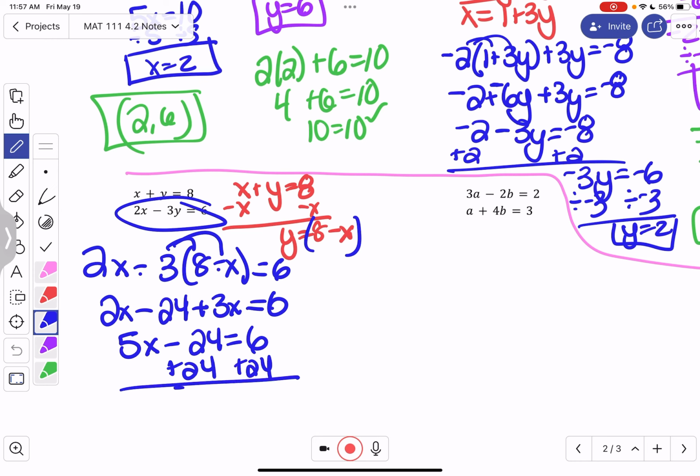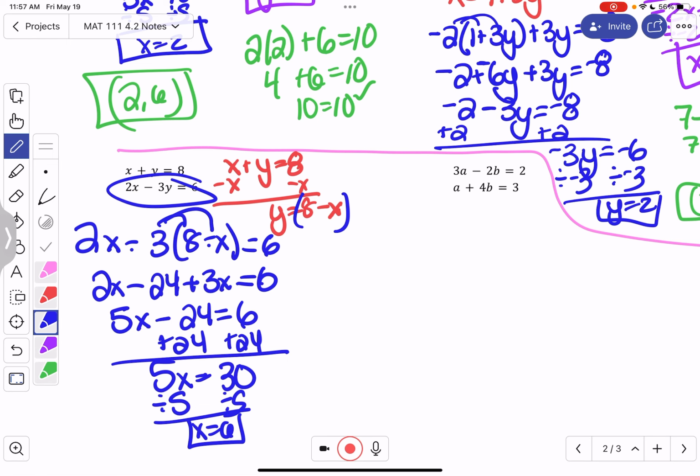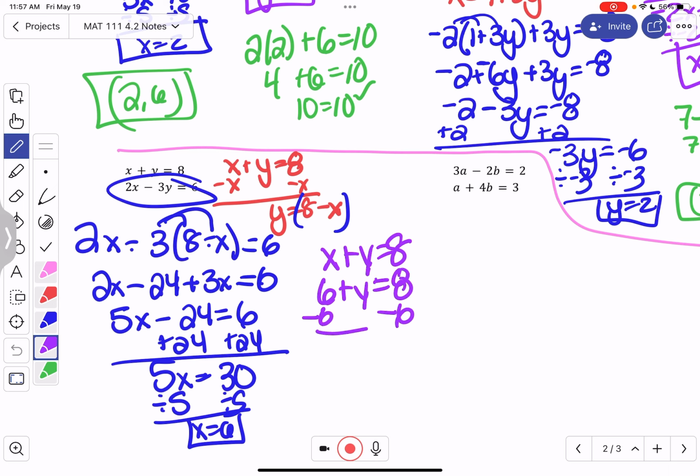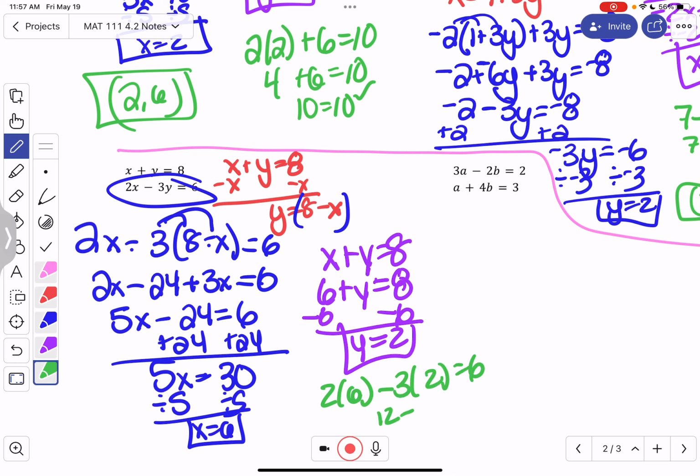Add 24 to both sides. We get 5x equals 30. Divide by 5, and we get x equals 6. Now plug that into one of the equations. So if x plus y equals 8, and I change that to 6 plus y equals 8, subtract 6 from both sides, I get y equals 2. Plug those numbers into the bottom one. 2 times 6 is 12, 3 times 2 is 6, and 12 minus 6 is 6. So our solution is 6, 2.